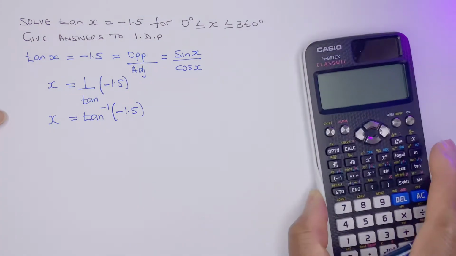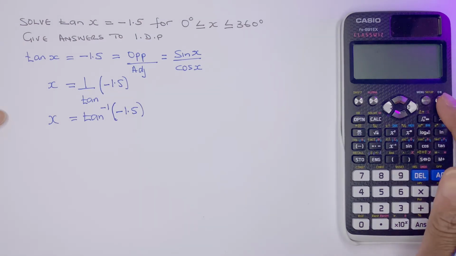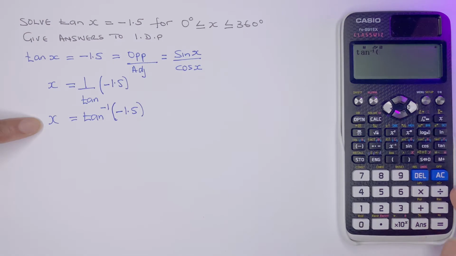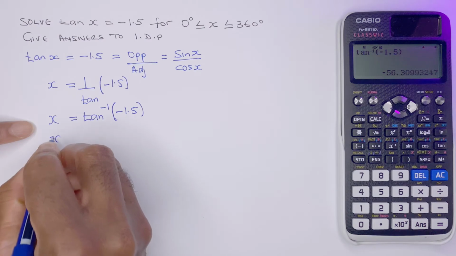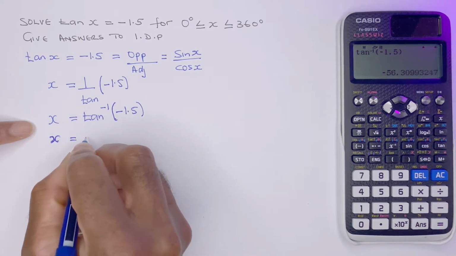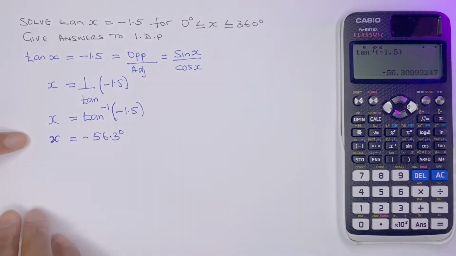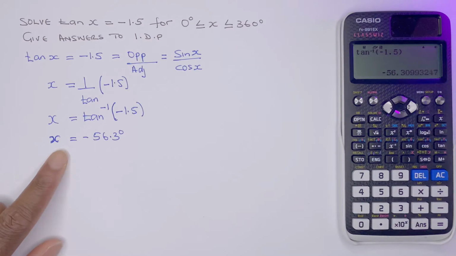So if you get a calculator and just bring it there, and we turn on the calculator, you press shift tangent and minus 1.5, close bracket. So that gives x equals minus 56.3 degrees. So this is the angle we're going to use to solve that problem.